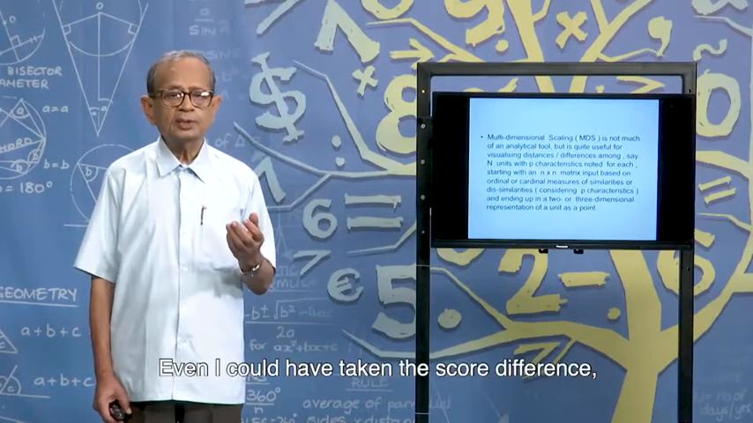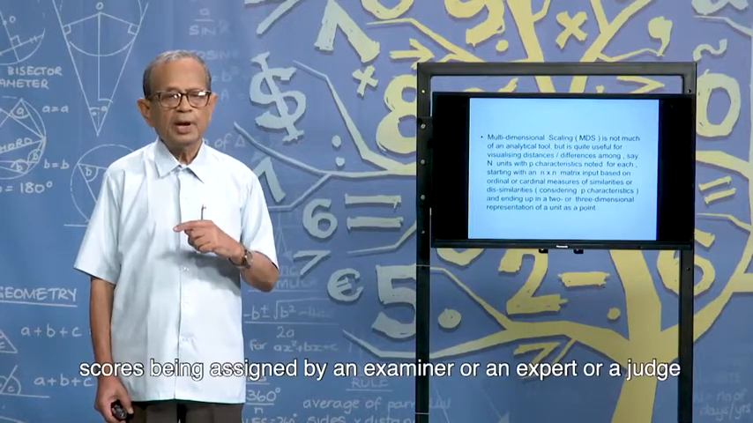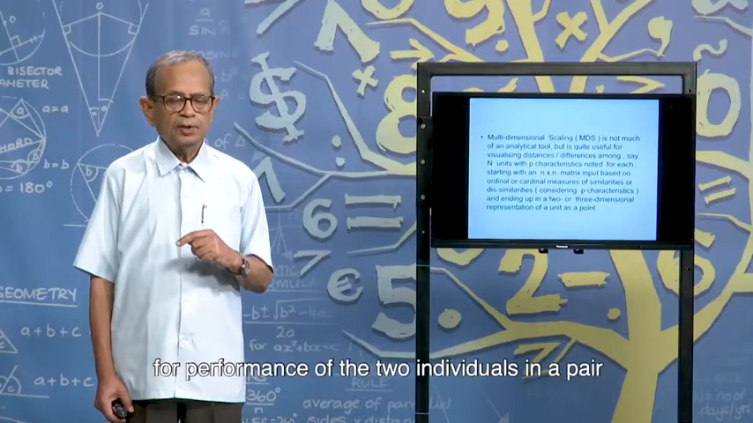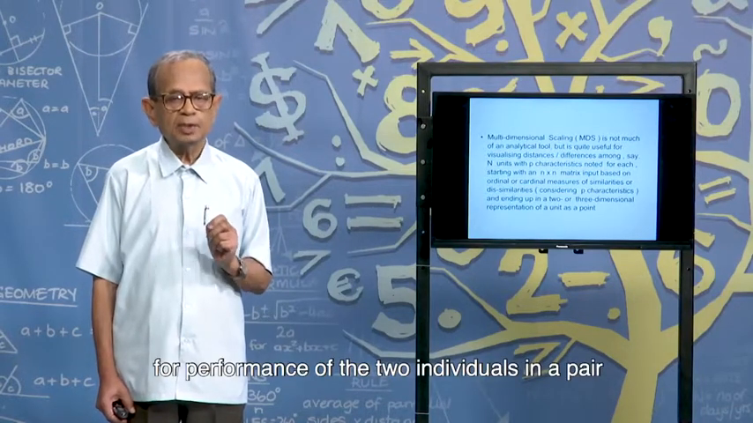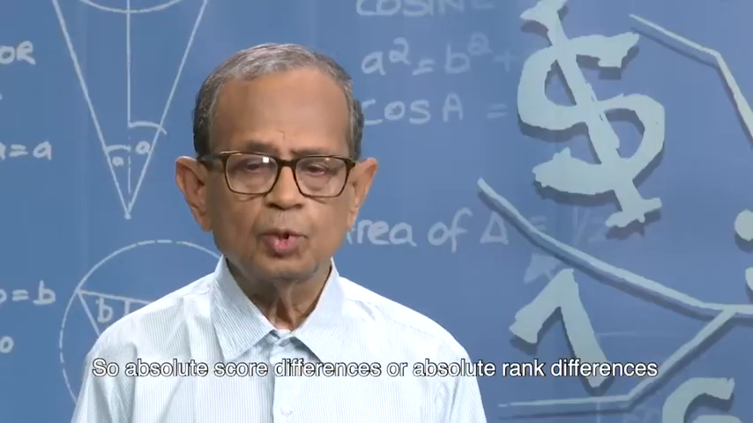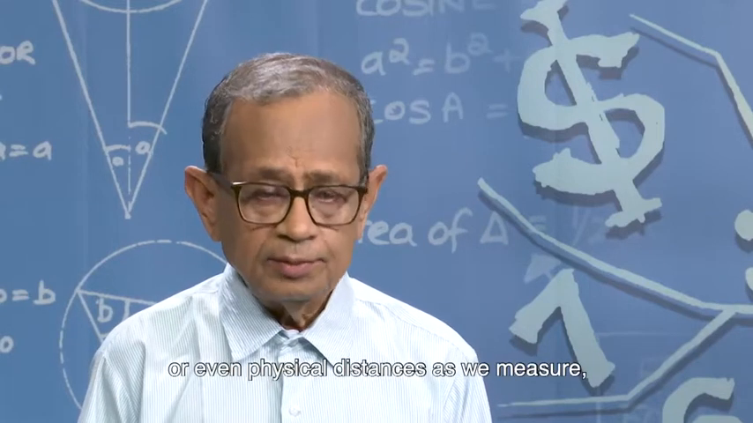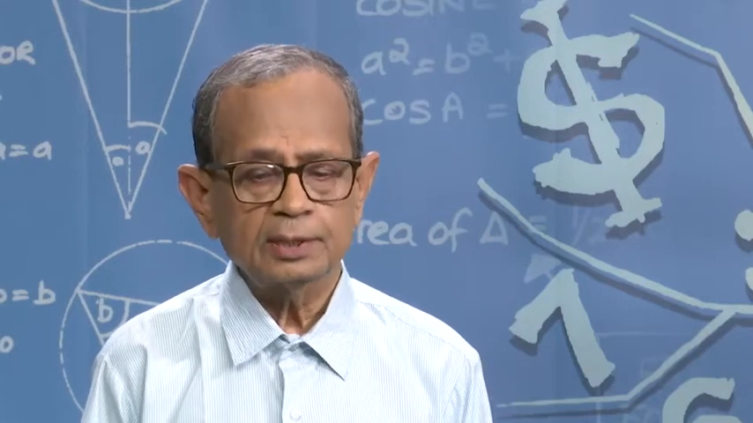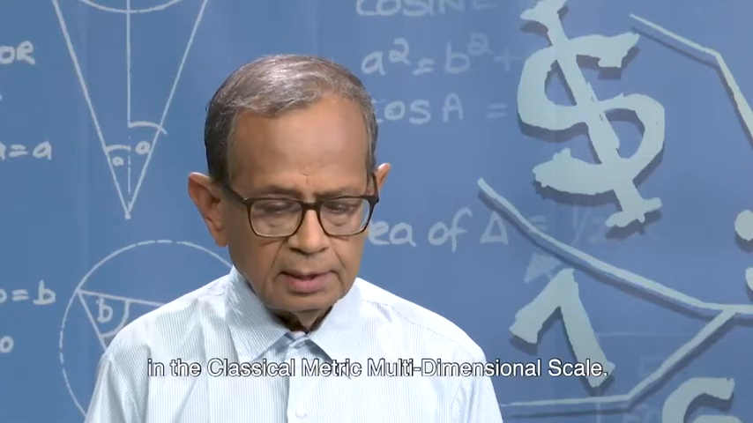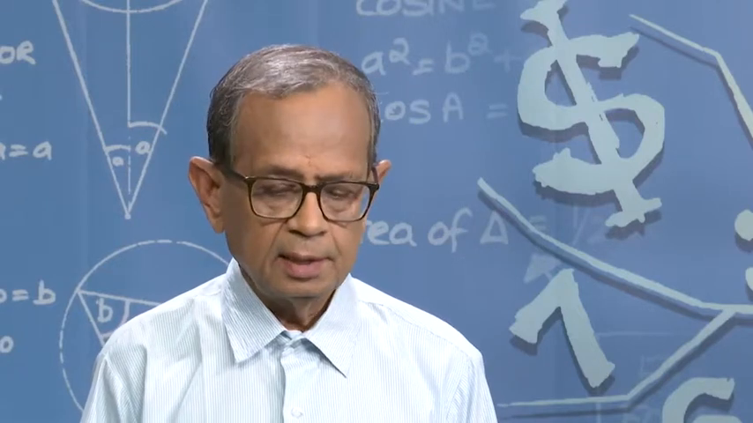I could even have taken the score difference, scores being assigned by an examiner or an expert or a judge for performance of the two individuals in a pair in a particular task. So, absolute score differences or absolute rank differences or even physical distances as we measure them, these are all possible measures of distance in classical metric multidimensional scaling.